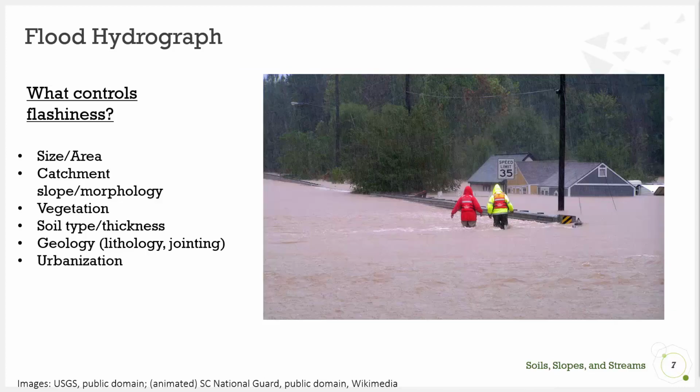Urbanization of watersheds can also influence a stream's response to storms. Cutting vegetation and forests to make way for paved roads and buildings reduces the amount of water that infiltrates into the ground. Instead, more water runs off rapidly along impervious surfaces into the stream, increasing the likelihood of catastrophic flooding, such as we see here in the image of the 2009 Georgia floods.